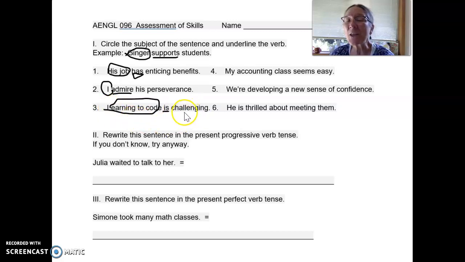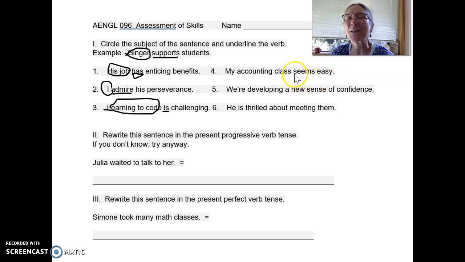And what is challenging? Challenging is an adjective, even though it has an ing. It's like enticing, challenging. Those are adjectives. Oh, it's so complicated, but it's so fun and cool, isn't it? All right, number 4, my accounting class seems easy. Can you put that into the past tense? Let me hear you.